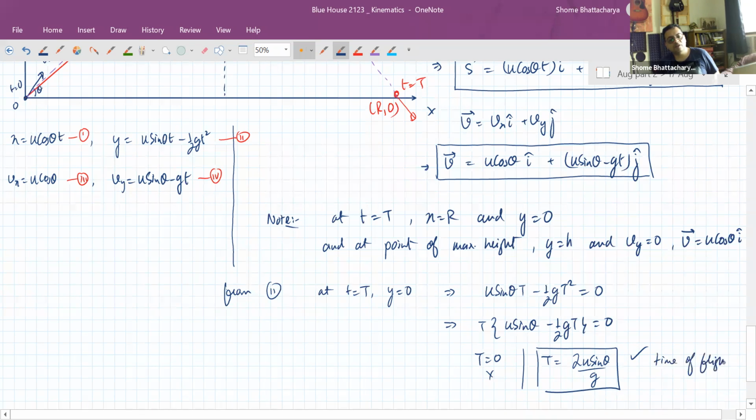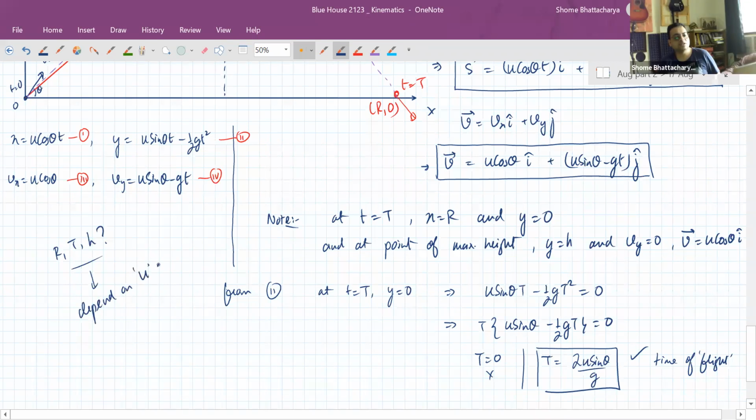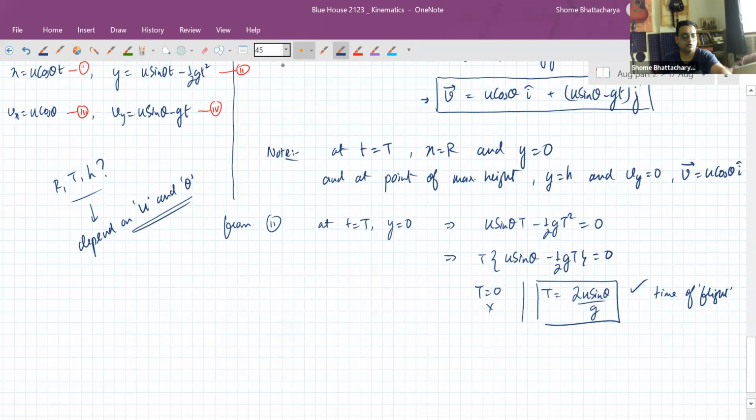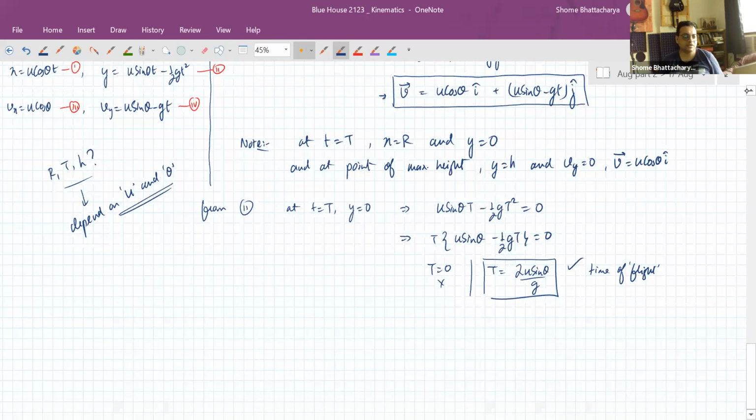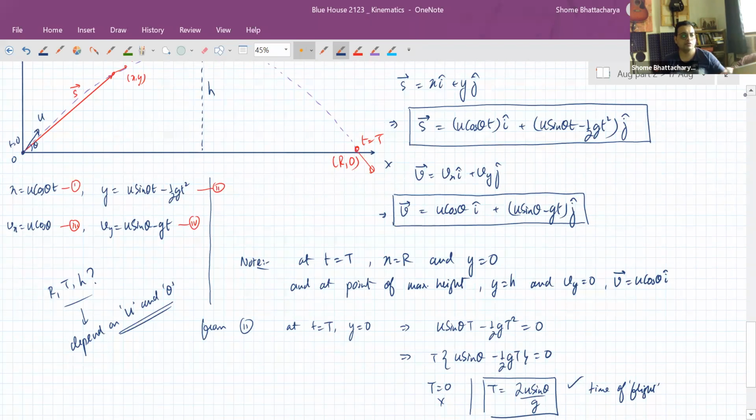As I told you, the time of flight, capital T, and h, all these parameters will depend on two things: the speed of projection and the angle of projection. Here you can see how it depends on u and theta. Of course, g is also there, but g is a universal constant for all projectiles. So how a given projectile will develop a certain time of flight and a maximum height depends on what speed we are projecting it with and what angle we are projecting it at. So this is that relationship.